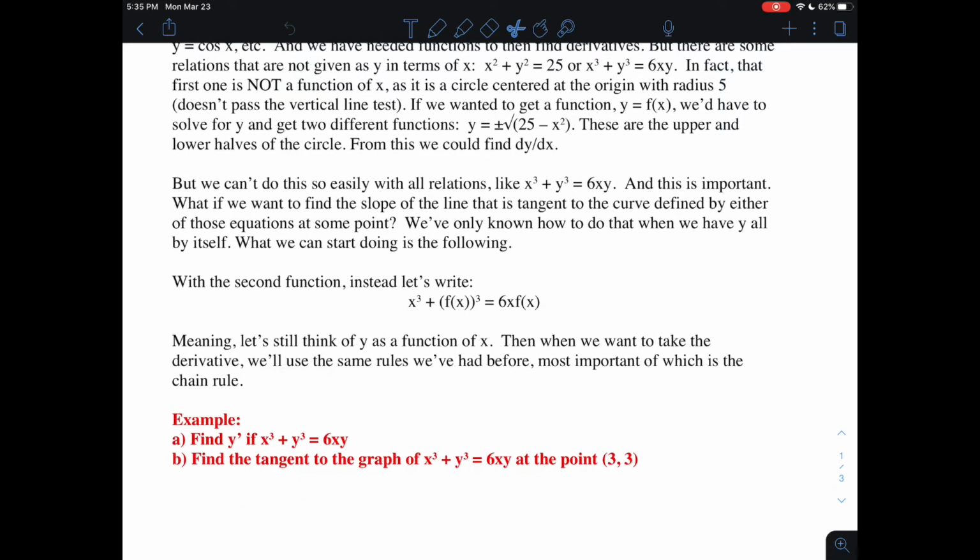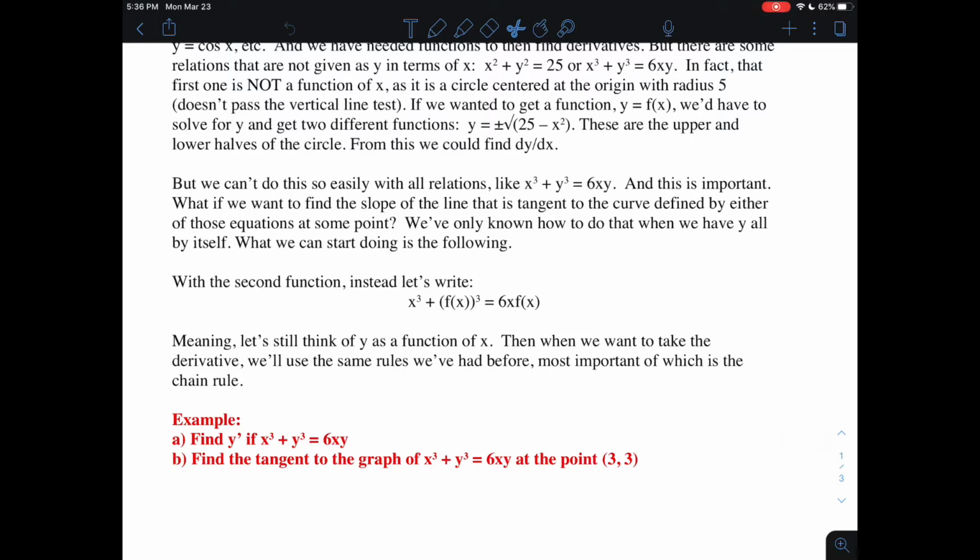Trying to get y by itself with x cubed plus y cubed equals 6xy would be a very difficult thing to do. And this is an important point. We don't want to be stopped by that so that we can't find the derivative. We need something else so that we could still find dy/dx for even things that aren't given in that explicit form of y equals a function of x.